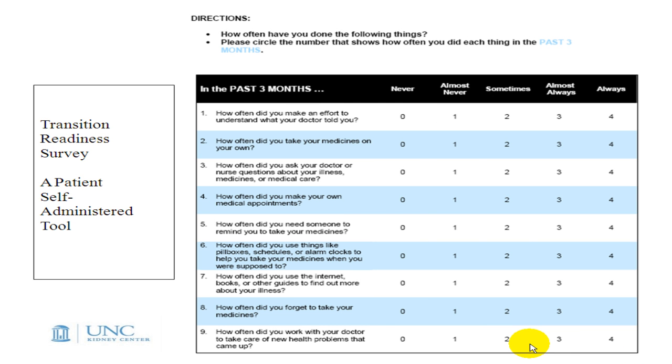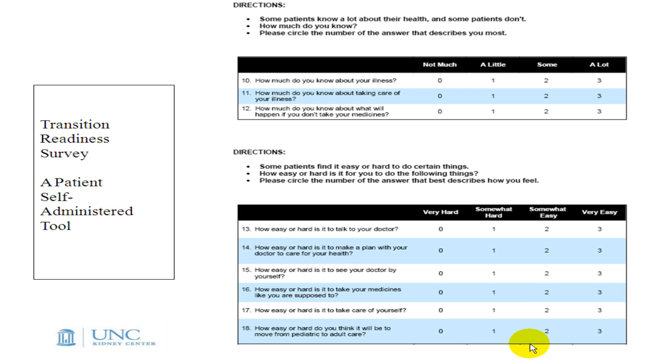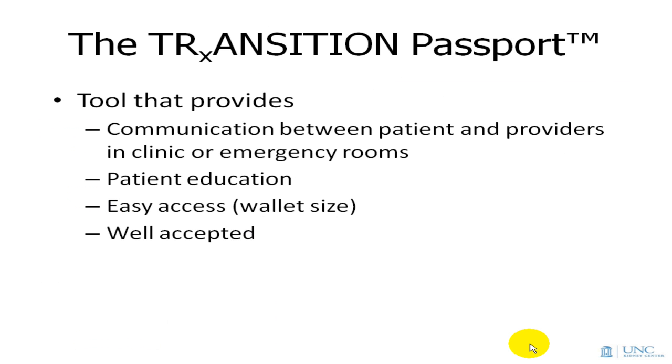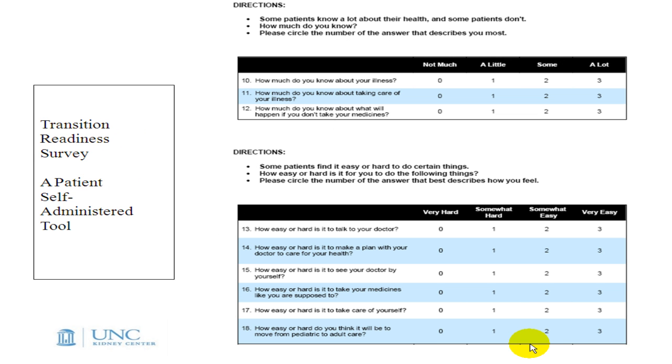It's 18 questions, and it says, for example, in the past 18 months, how often did you take your medicines on your own? Or how much do you know about your illness? Or how easy or hard is it to talk to your doctor? This test continues to be tested in several settings. Let me share some of the results we're learning so far. Girls do a little bit better, but not by much compared to boys in terms of these answers. And older patients do a little bit better than younger patients.